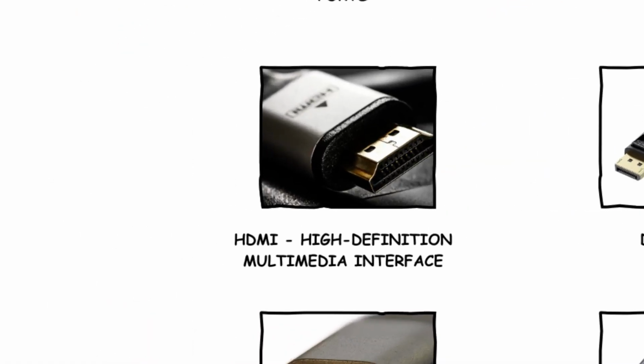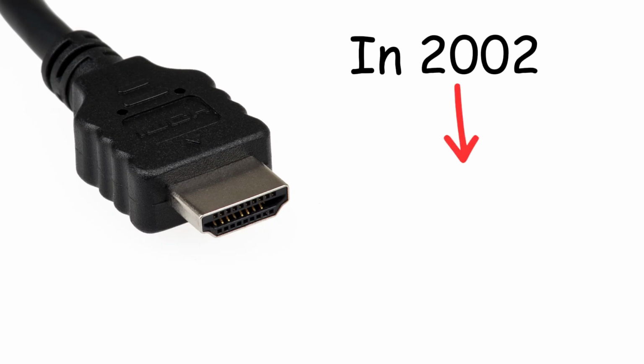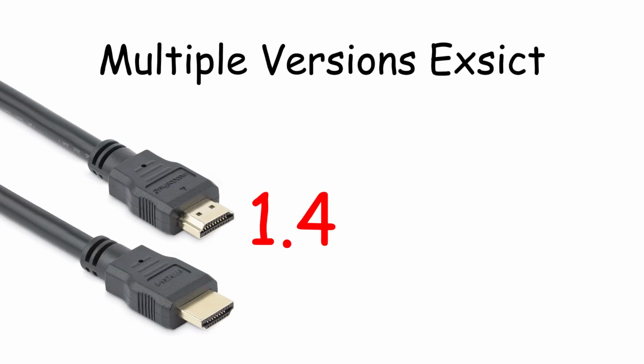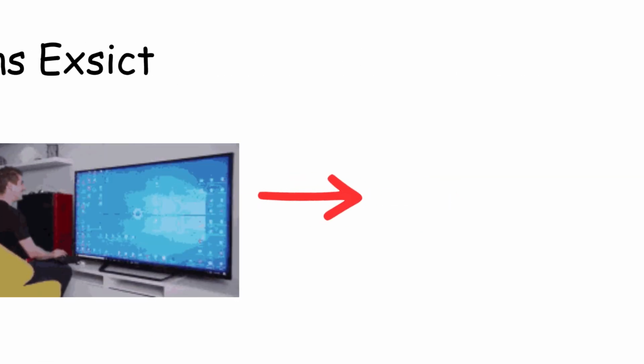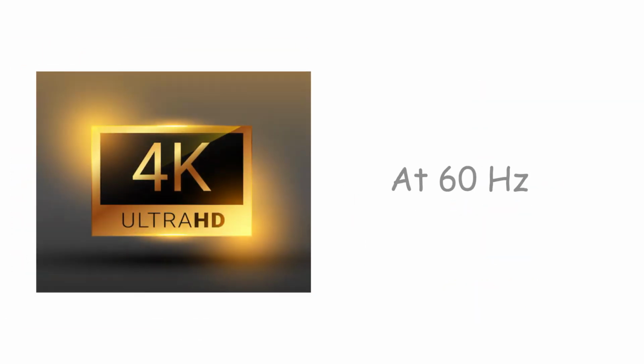HDMI, High Definition Multimedia Interface. HDMI launched in 2002, designed primarily for consumer electronics. It carries both video and audio through a single cable, unlike DVI, which required separate audio cables. Multiple versions exist. HDMI 1.4 added 4K support at 30 Hz and Ethernet capabilities. HDMI 2.0 in 2013 enabled 4K at 60 Hz.